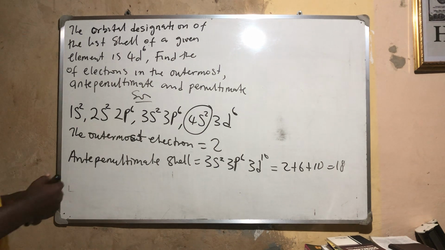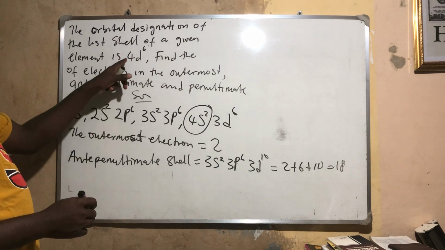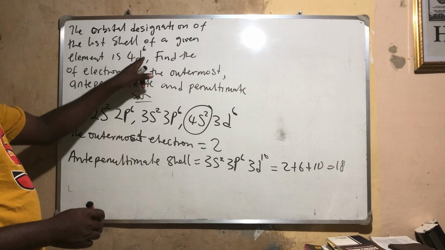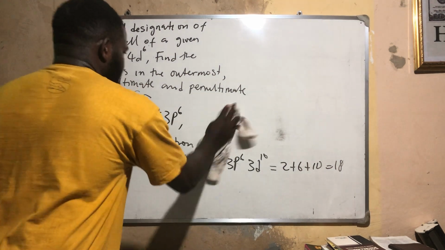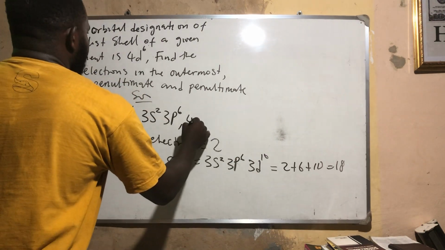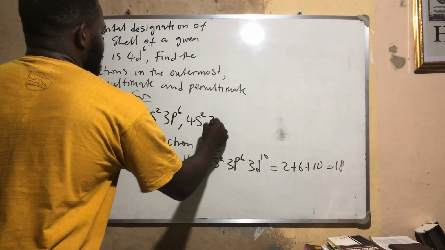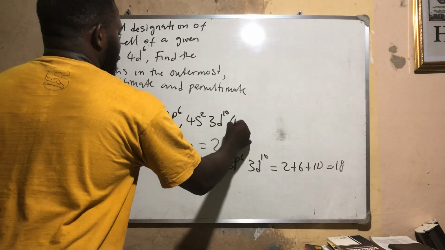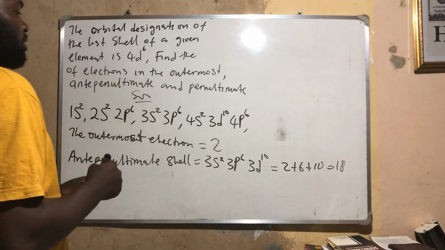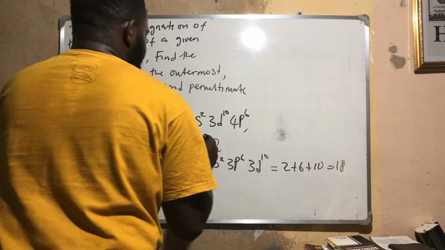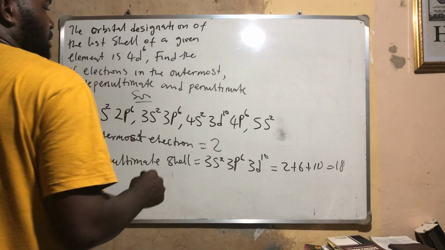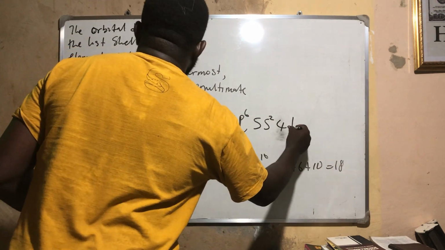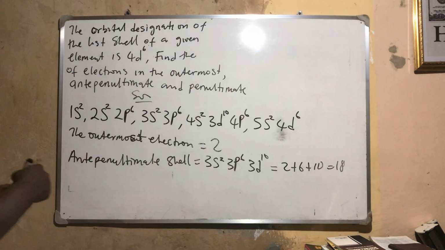Sorry, this thing is very wrong. They said we should have that stopped at 4d. Why did I stop at 3d? Sorry, this is very, very wrong. So this is 4s2, 3d10, and 4p6. The next one we should now have is 5s2, then 4d6. So this is now very, very correct, please.